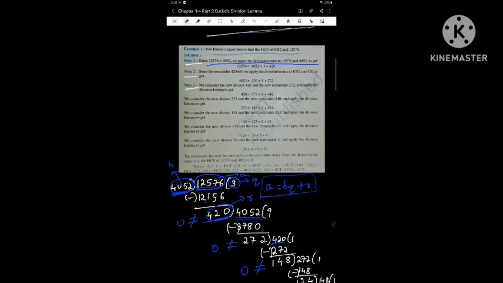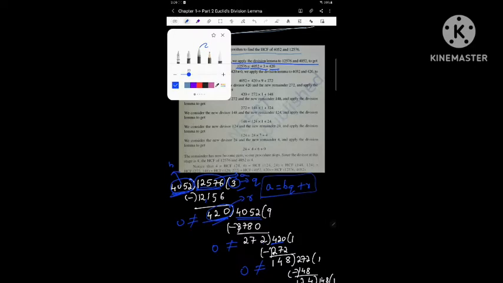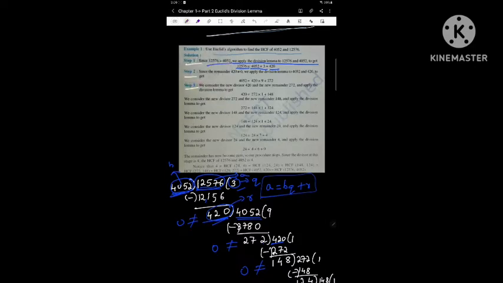See, A is 12576, B is 4052, Q is 3, so 4052 into 3 plus this remainder R. So this is R. So again we continued this process, right? So again they're writing it in step 2. Step 2 is, since the remainder 420 is not equal to 0, we apply division lemma to 420 and 4052.